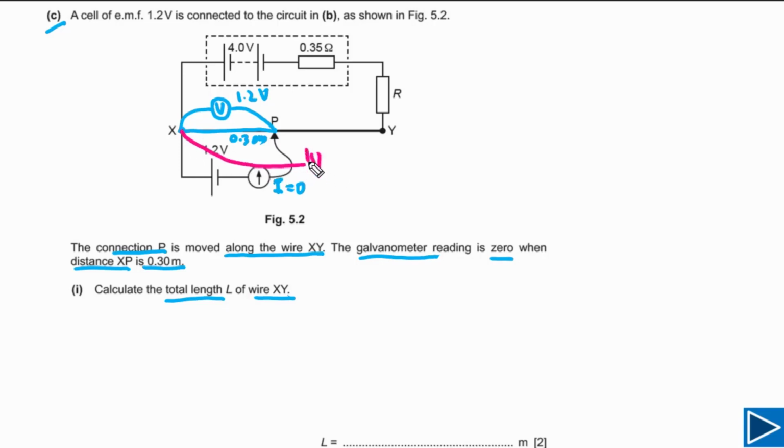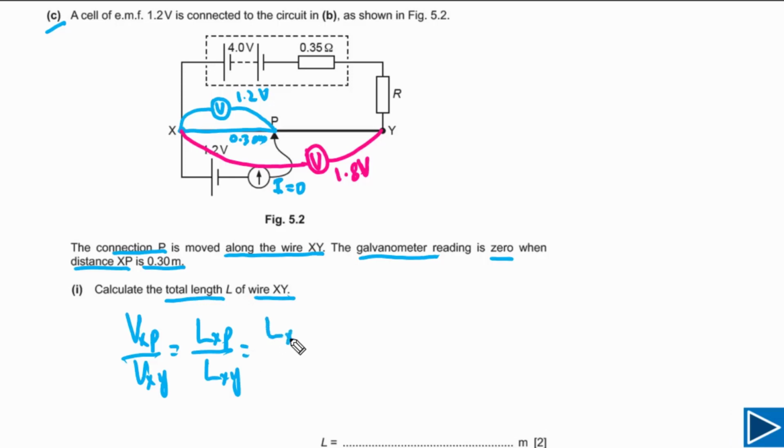Means simply if we connect a voltmeter between X and Y, the reading on this voltmeter is 1.8 volts. We have already calculated this in the previous part. In order to answer this question, you need to understand that the ratio between Vxp and Vxy is equal to the ratio between Lxp and Lxy. But for this question, it is given to us that Lxy is equal to L. So simply we can say Lxy is equal to L.